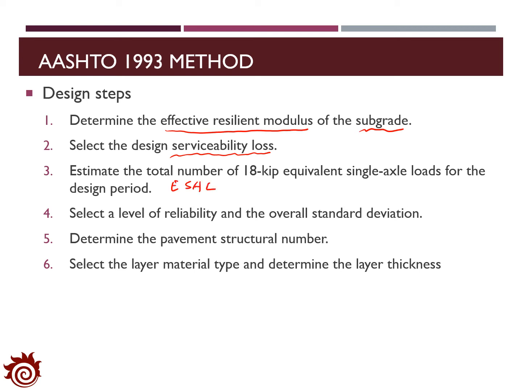And then we will select the level of reliability and the overall standard deviation. With that, we want to determine the pavement structural number, Sn. Finally, we will use the relationship between the structural number and the thickness to select the layered material type and determine the layered thickness.